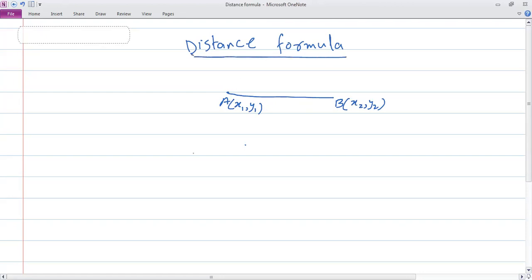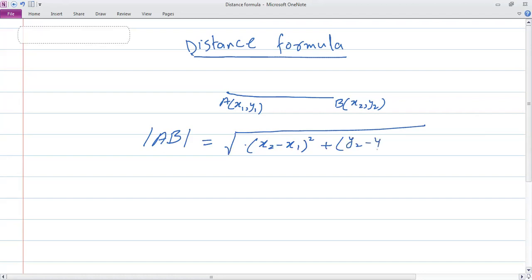Now, the distance formula: if you have to find AB, the distance AB is represented by this. AB will be equal to the square root of x2 minus x1 squared plus y2 minus y1 squared. Very easy to remember. For example, if you write A first, its coordinates you can say x1, y1, and B you are writing later, so its coordinates you can say x2, y2.